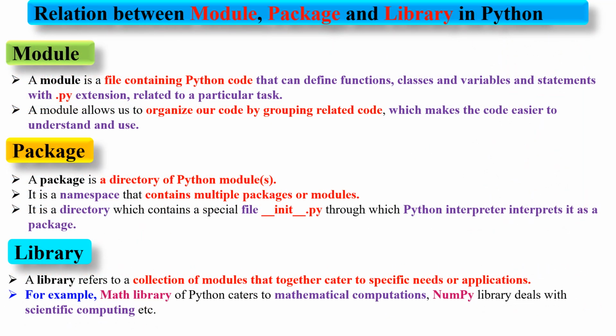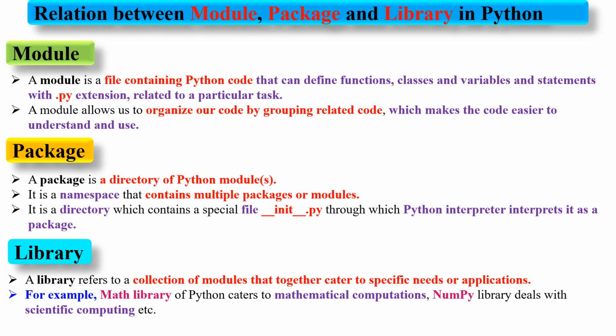Let's see the relation between module, package, and library in Python. Module: a module is a file containing Python code that can define functions, classes, variables and statements, with a .py extension, related to a particular task. A module allows us to organize our code by grouping related code, which makes the code easier to understand and use. Package: a package is a directory of Python modules. It is a namespace that contains multiple packages or modules.